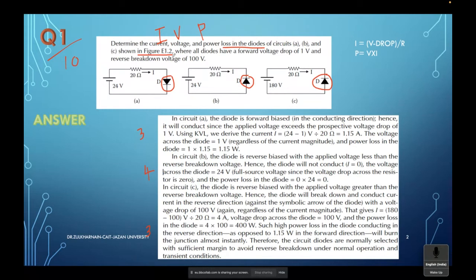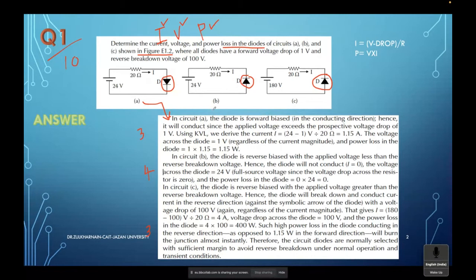This total picture is called E1.2. Based on this circuit in different formats, you have to find the current, the voltage and the power loss which occurs in all these diodes of these circuits. One by one we will work them out, inshallah. The first part of the question is this circuit. For this you have to find the current, voltage and power loss for the concerned diode. If you understand that, it is easy, or else it will be very difficult.